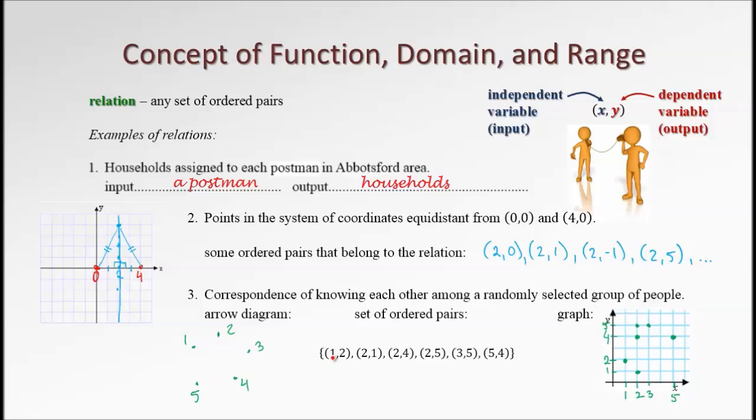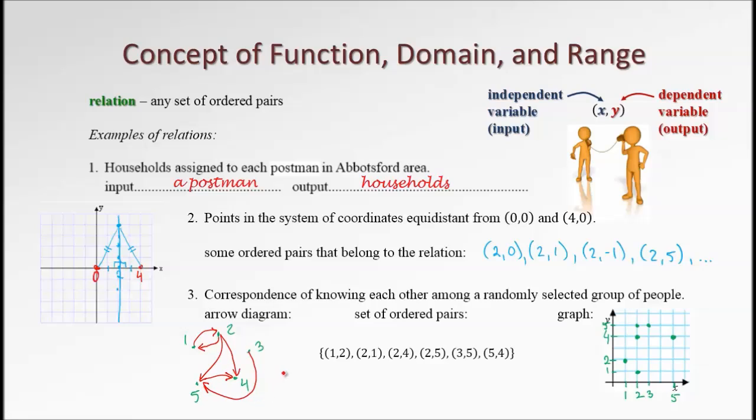For example, person 1 knows person 2, so I will put an arrow like this. And then person 2 knows person 1, so the arrow goes backwards like this. Then person number 2 knows person number 4, so the arrow goes this way. 2 knows 5 over here. 3 knows 5. Oh, we could draw it like this. And 5 knows 4 over here.